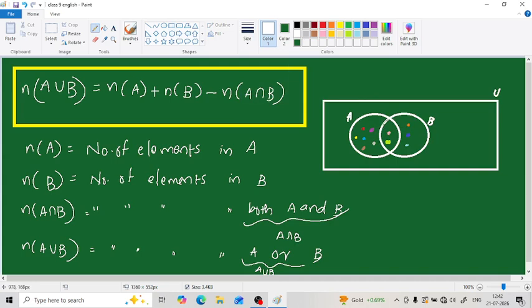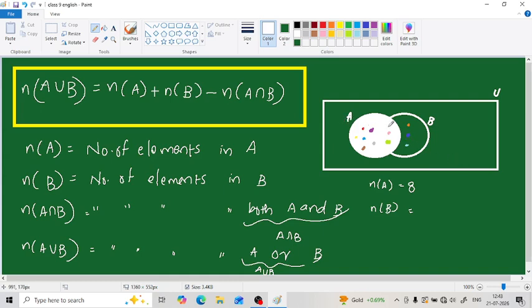So let us understand this with an example. Here we are going to find N of A and N of B. What does N of A mean here? Here N of A means the number of elements that are present in A. So here our A is this circle. How many elements are present here? There are 1, 2, 3, 4, 5, 6, 7, 8. Okay, 8 elements are present here.